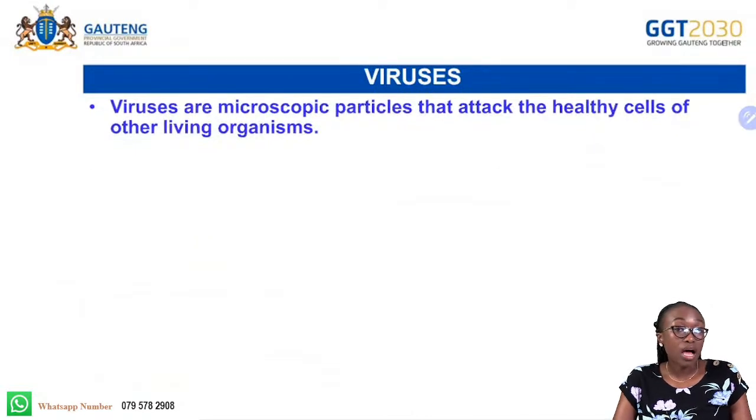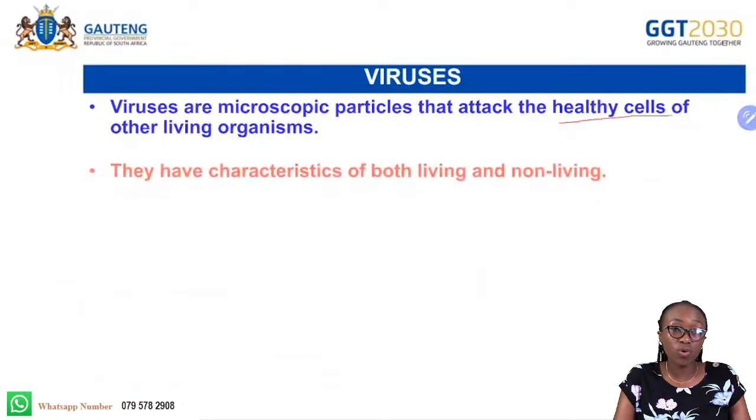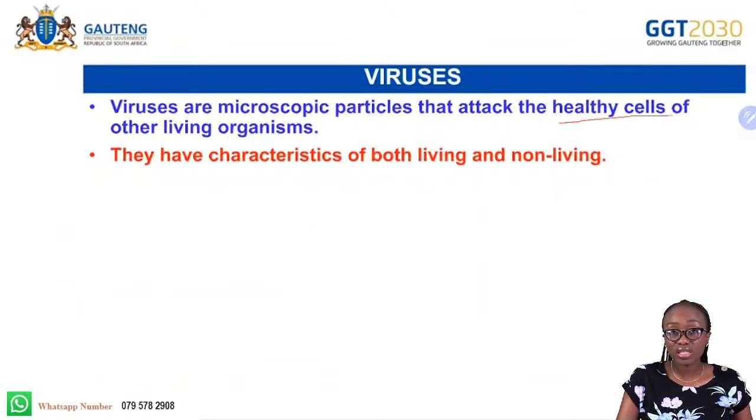So viruses are also microscopic. We can't see them with the naked eye. We need special tools in order to see them. Viruses are particles that attack the healthy cells of other living organisms. Remember, they cannot carry out the 7 life processes on their own.